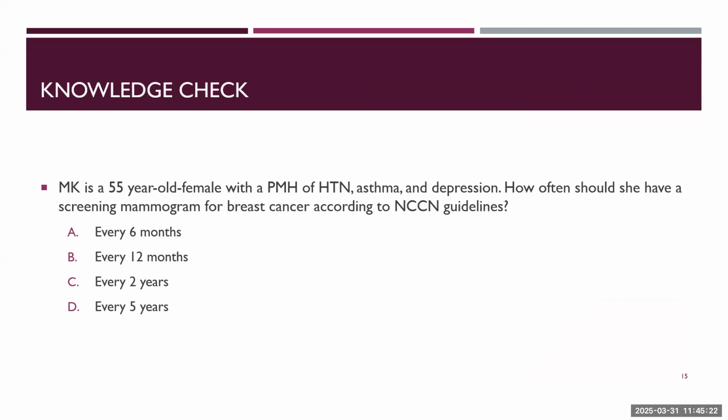So first we have MK, a 55-year-old female with a past medical history of hypertension, asthma, and depression. How often should she have a screening mammogram for breast cancer according to the NCCN guidelines? A, every 6 months, B, every 12 months, C, every 2 years, or D, every 5 years. Correct, B, every 12 months, is correct. She is over 40 years old, so we would recommend an annual mammogram per the NCCN guidelines.